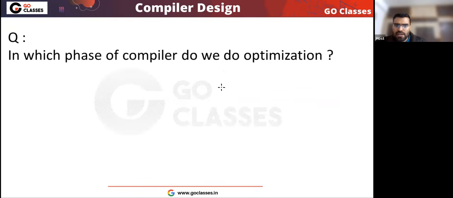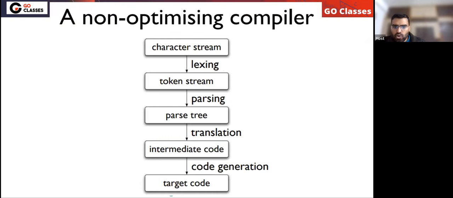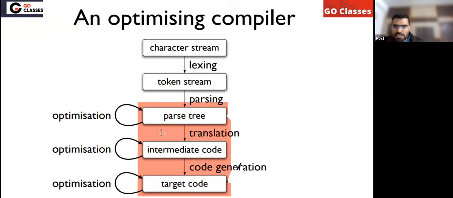In which phase of the compiler do we do optimization? Can you tell me? This we have already seen. I told you where we do optimization. Yes, in these stages we can do optimization. On the parse tree we can do optimization. On the intermediate code we can do optimization. On the target code we can do optimization.